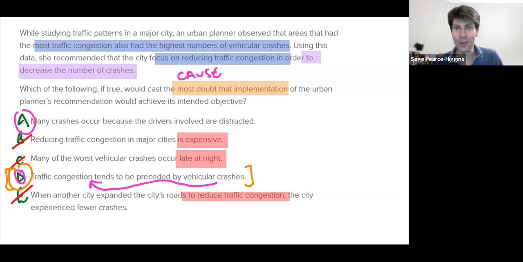Just Dev, sorry, time out. Good question there. No, answer D is saying that the crashes are causing the congestion, not the other way around. I think this will be clear after what I'm about to say.